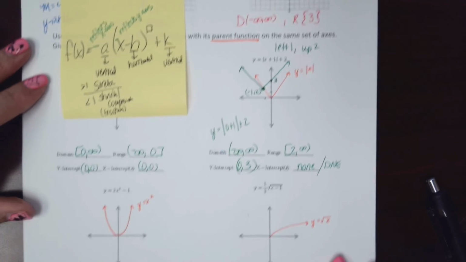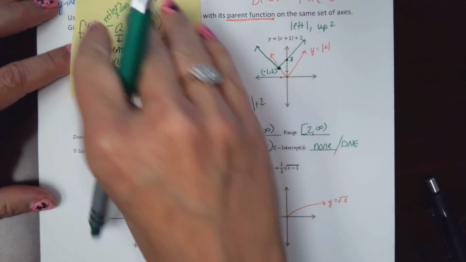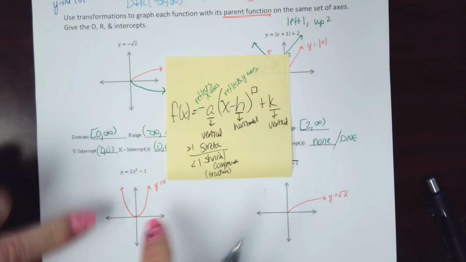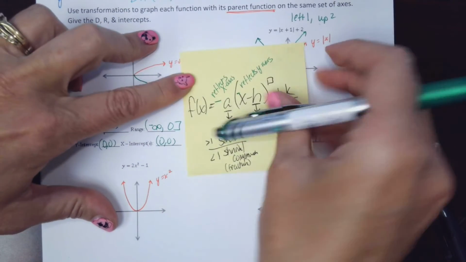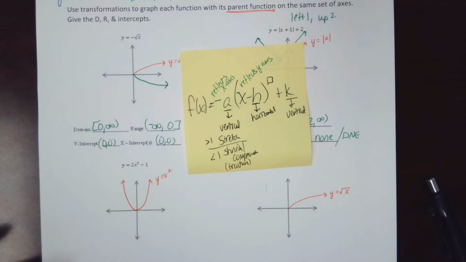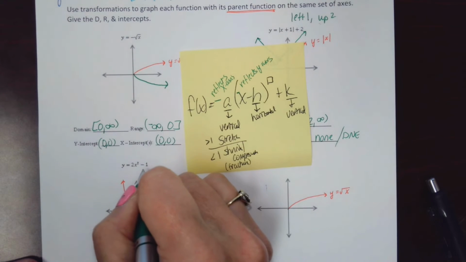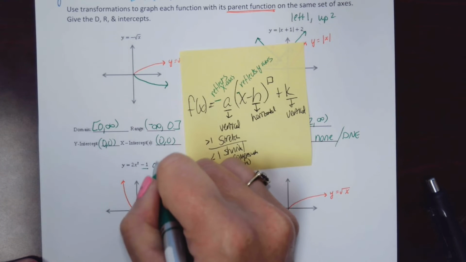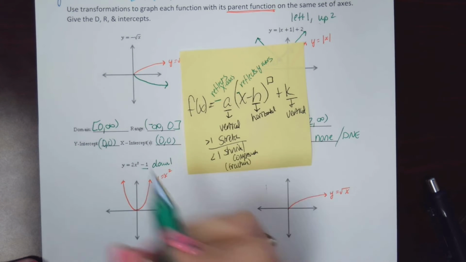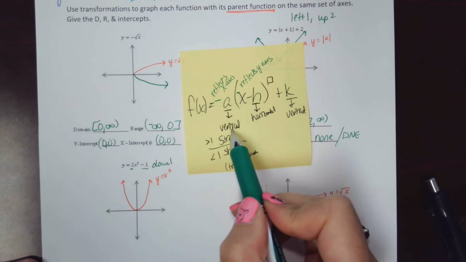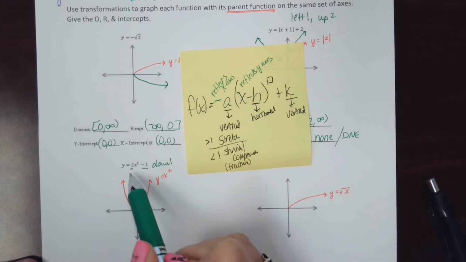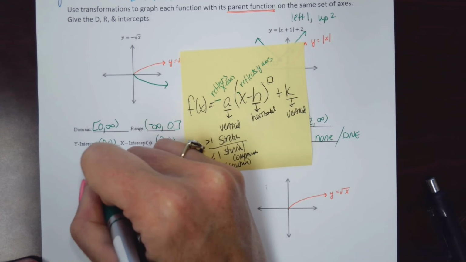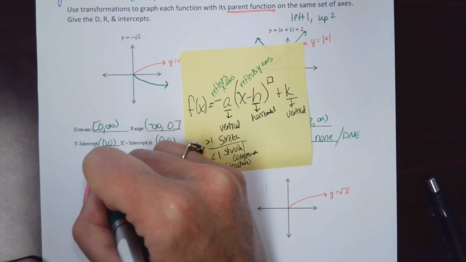All right, let's look at the next two. Transformations of functions. We've got our parent function, y equals x squared. What happens with our transformations? What are we doing here? Well, this transformation moves me down 1 unit. This is a vertical stretch or shrink, guys. What do you think? Well, 2 is a whole number, so it is going to be a vertical stretch.